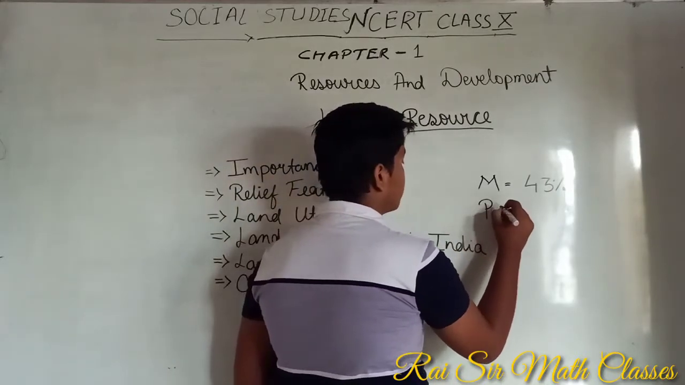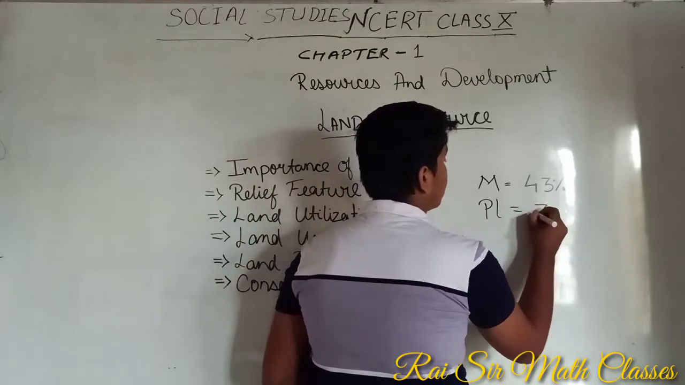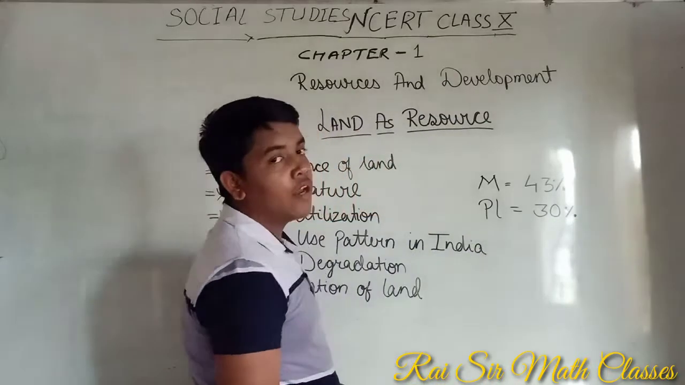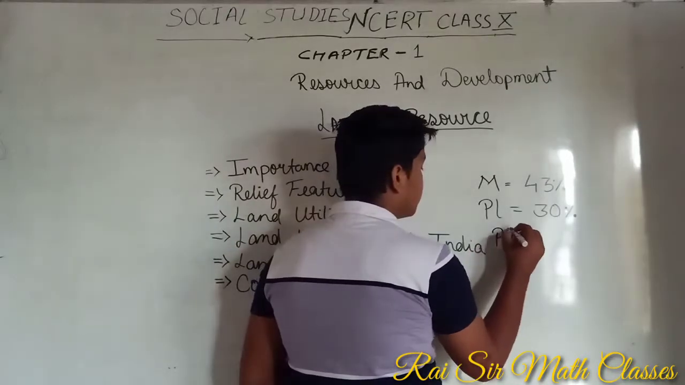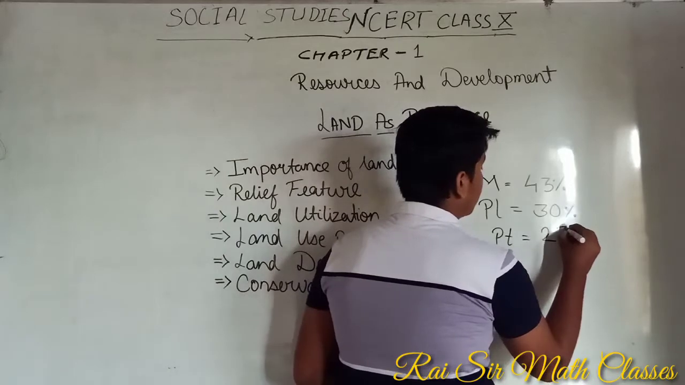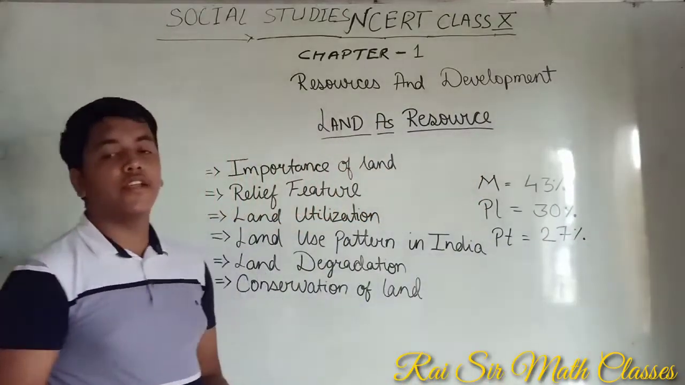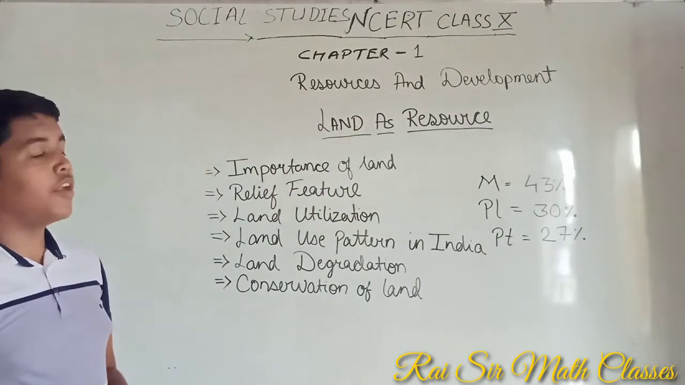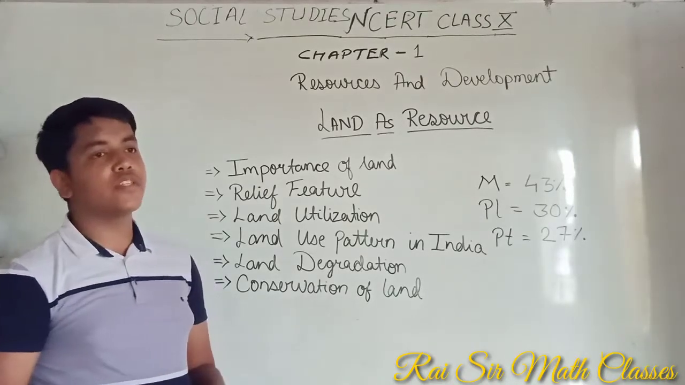Plains cover 30% of the total land area present in India. And plateaus cover 27% of the total land area present in India. So these are the relief features of Indian land distribution that are used for these types of vegetation.